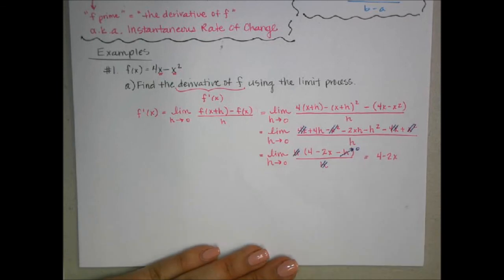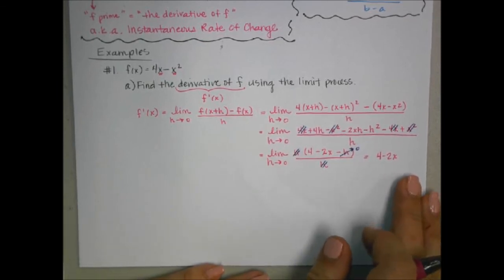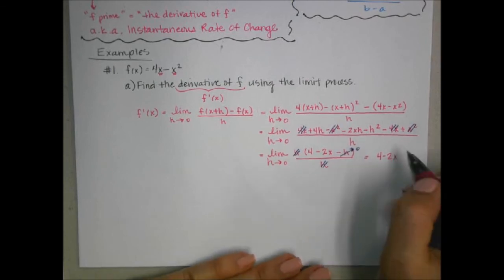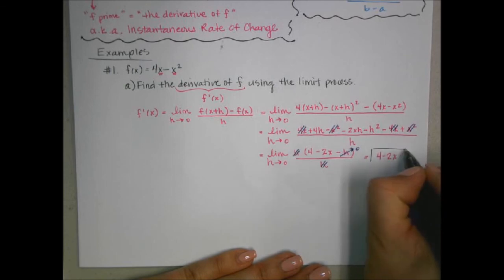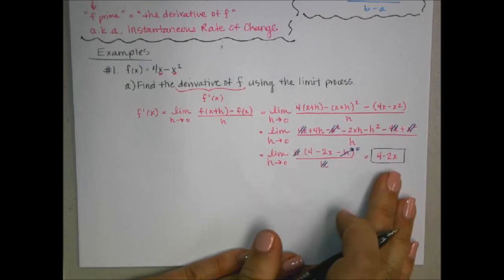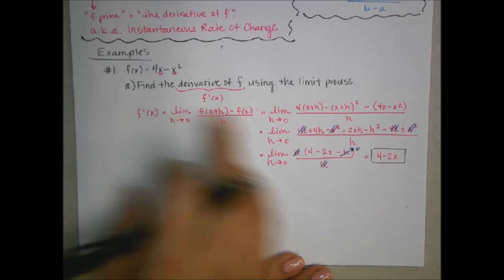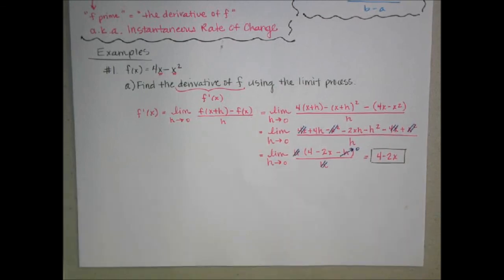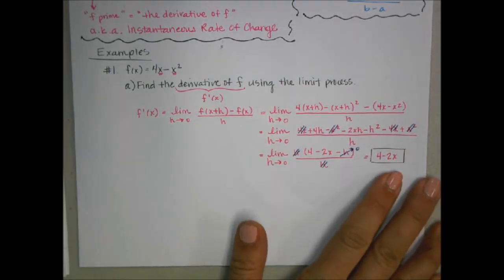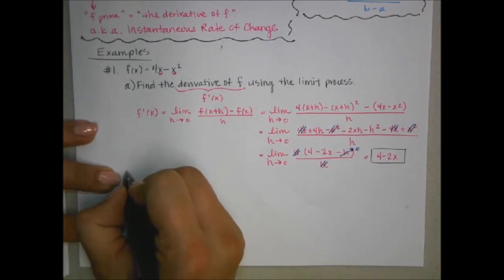That might surprise you. Maybe you were expecting an answer like 4 and not something with a variable in it. And that can happen. Most of the time we get answers like this. This is our slope function, 4 minus 2x. So this is the derivative of 4x minus x squared. 4 minus 2x is the derivative. Okay. We're going to talk about why it has an x in there. So part B, we're going to sketch this function.